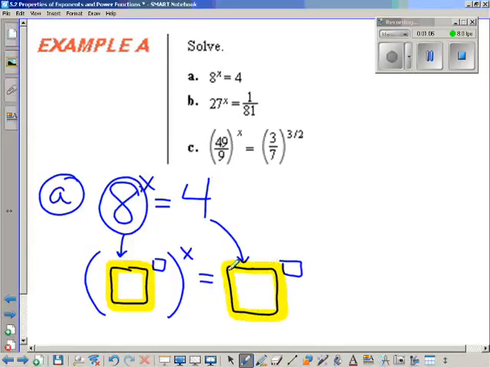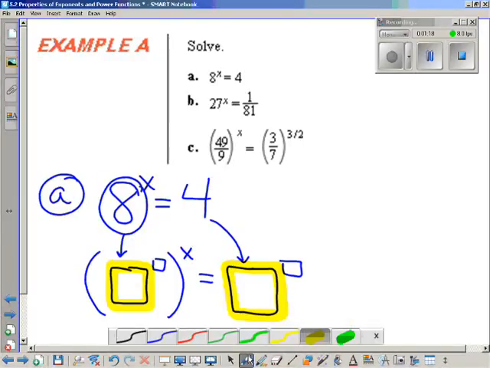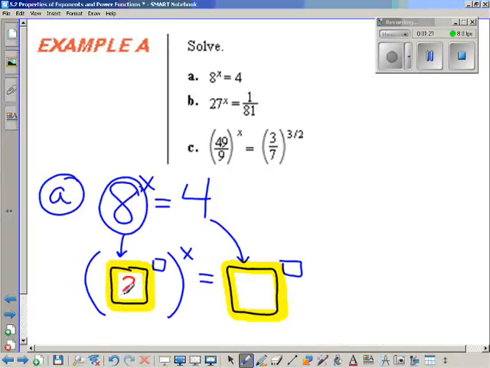Can you turn 8 and 4 into powers of 2? What would 8 be as a power of 2? 8 is 2 to the third. So I rewrote this red 8 as this red 2 to the third. The x is still out there. And can you rewrite this red 4 as 2 to the something? 2 to the second. And now we're in business, because we have two bases that are the same on either side of the equation.